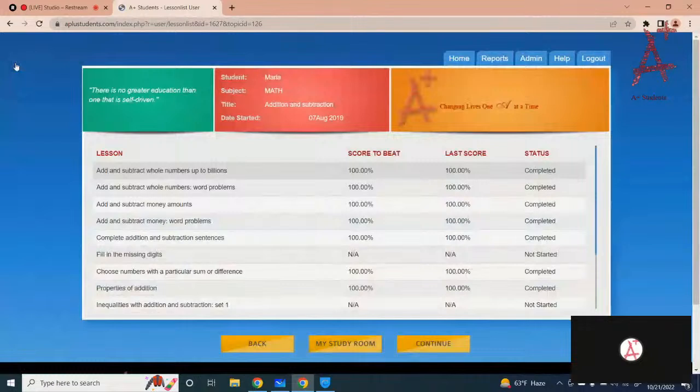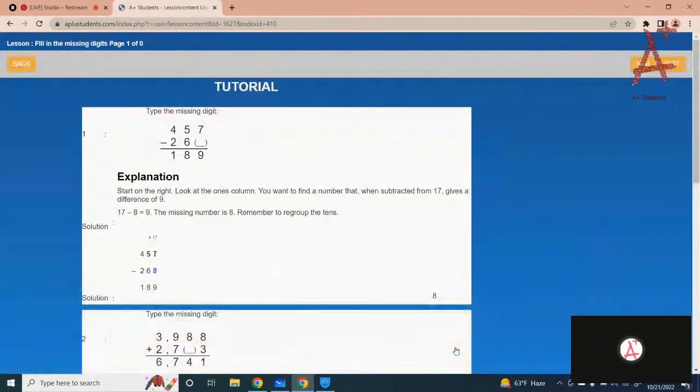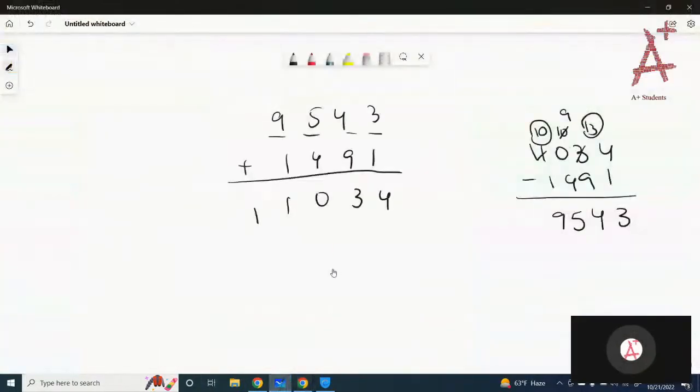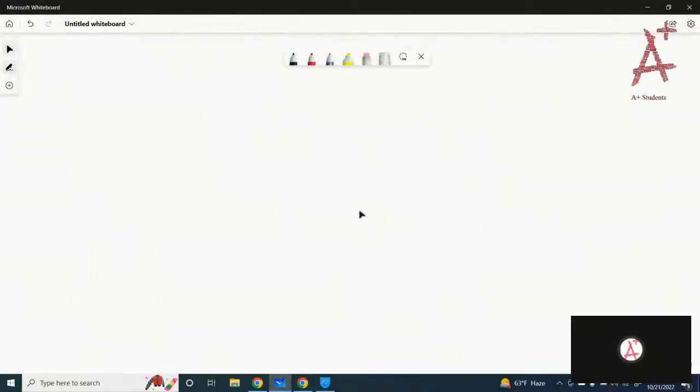Got it? Okay, the next one is fill in the missing digits. So start with the next topic, that is fill in the missing digits. In the topic we just did, you were missing a complete number, but now in this case you are missing just one of the digits in one of the numbers. You have to find the missing digit. Got it? Let's start with an example.